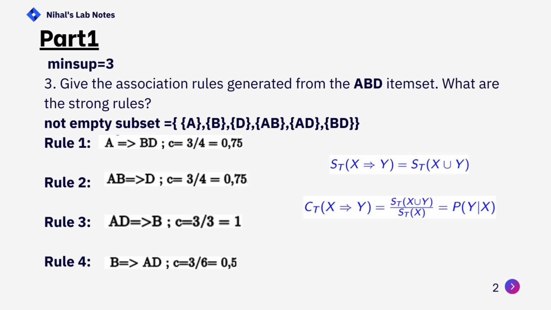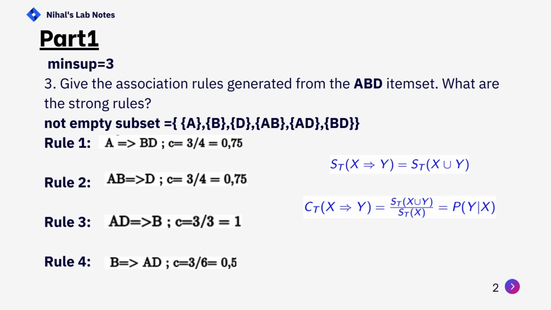Let's extract, first of all, the non-empty subsets. So we can have a set that contains A, a set that contains B, a set that contains D, also a set that contains AB, then AD, then BD. So the first rule is A implies BD. Let's calculate the confidence of the first rule, A implies BD.